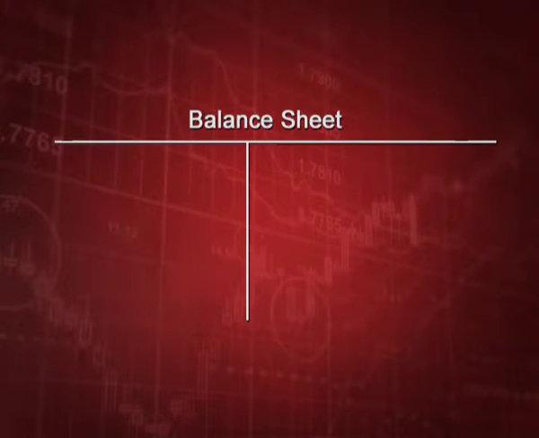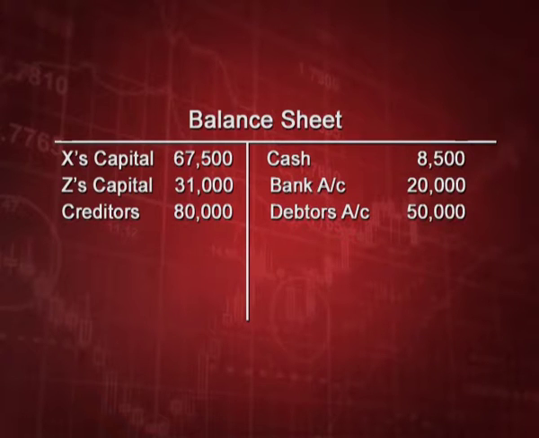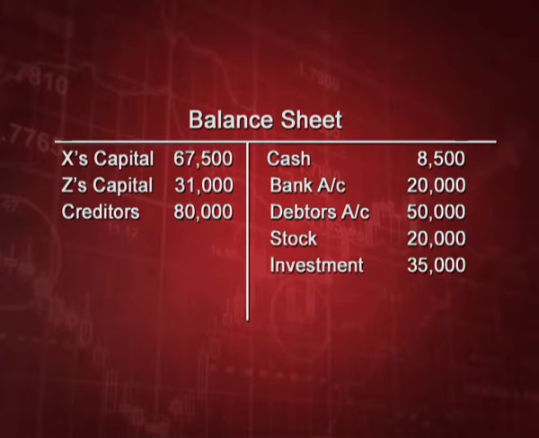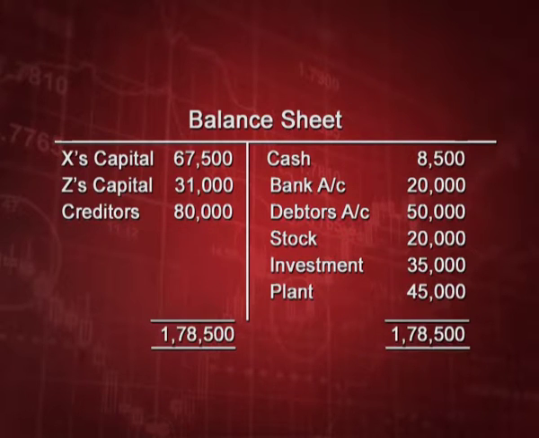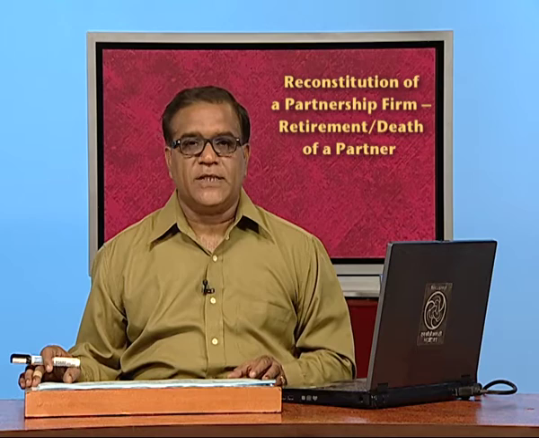In the balance sheet, we see X and Z are still there with 67,500 and 31,000. And creditors, there is no change, 80,000, and on the asset side cash has changed, whatever amount is paid to Y has been deducted, and bank account, debtors account, stock, investment and plant, those which have changed at new values and those which have not changed at the same value, and the balance sheet tallies in the end at 1,78,500.